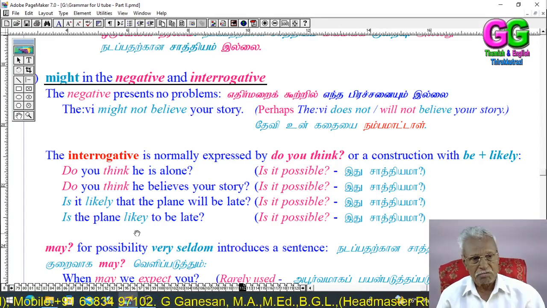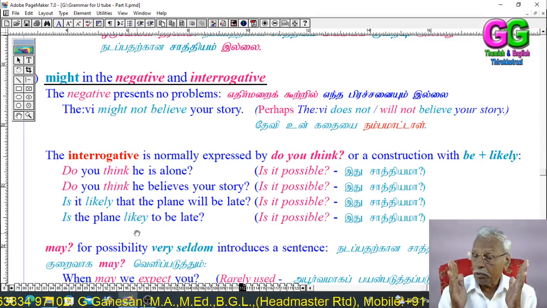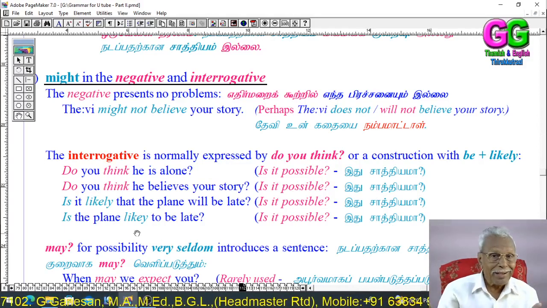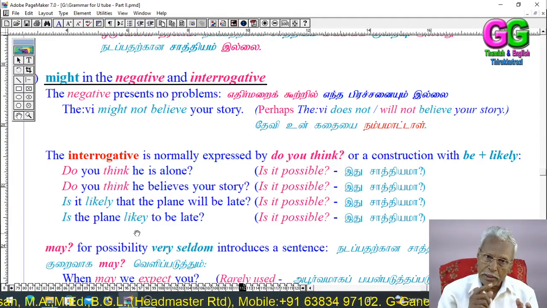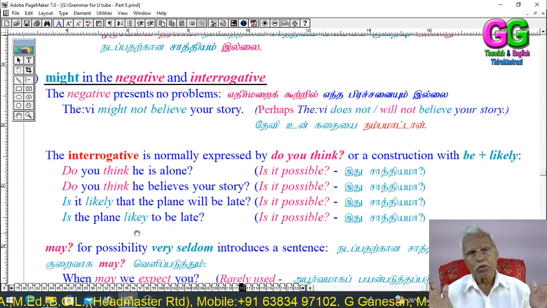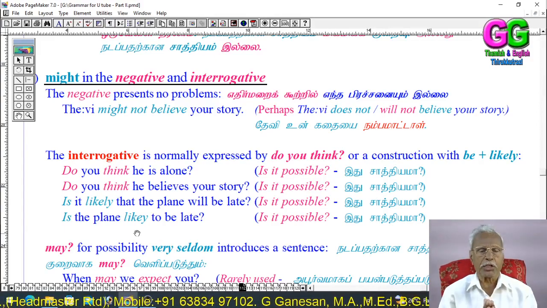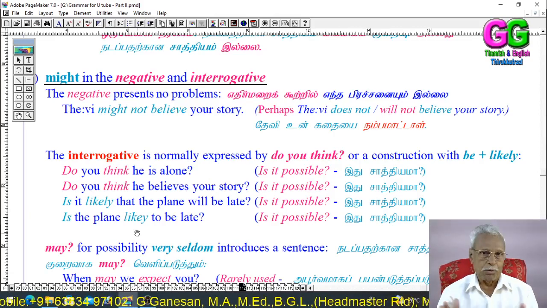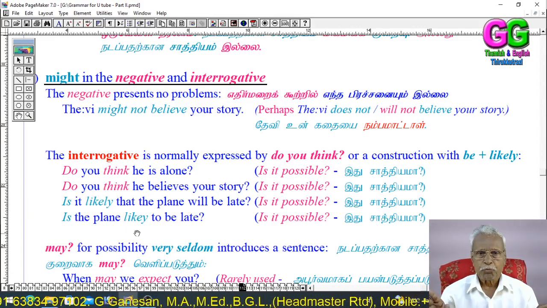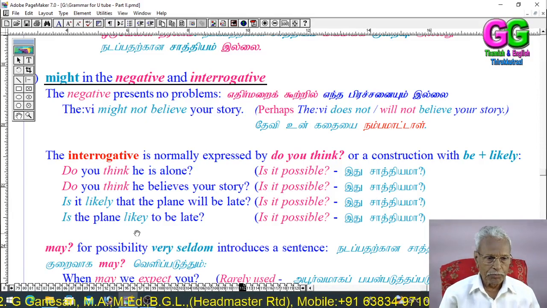regarding interrogation. So, under the third use of might under the heading of possibility, in the negative we could use might, but in an interrogative sentence, in a question, I can't say you cannot use it, but it is not normally used. Only "do you think" or be plus likely is used.